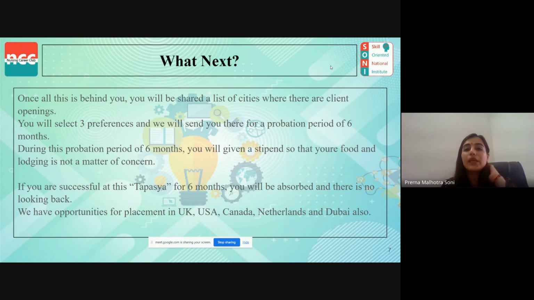So we will make you select 3 preferences of location, and we'll send you there for the probation of 6 months. During the 6 months probation period, there will be only a stipend, my friends, where you will get enough money for satisfying your food and accommodation needs. But that will be the extent of it. It will just be a stipend in this first 6 months.